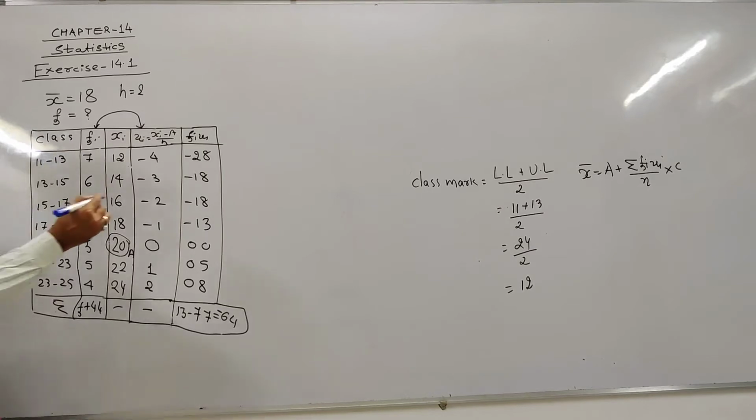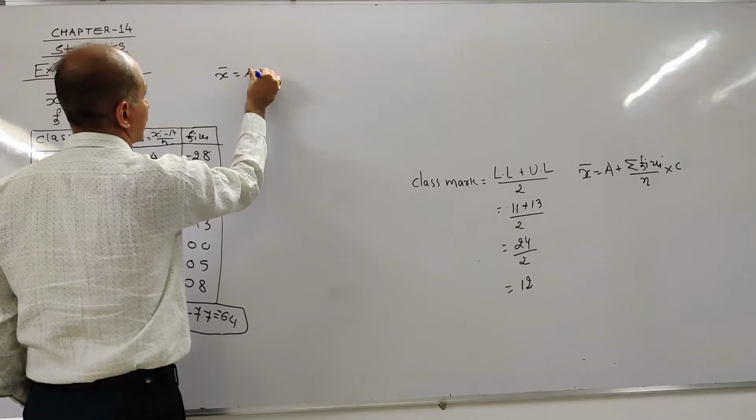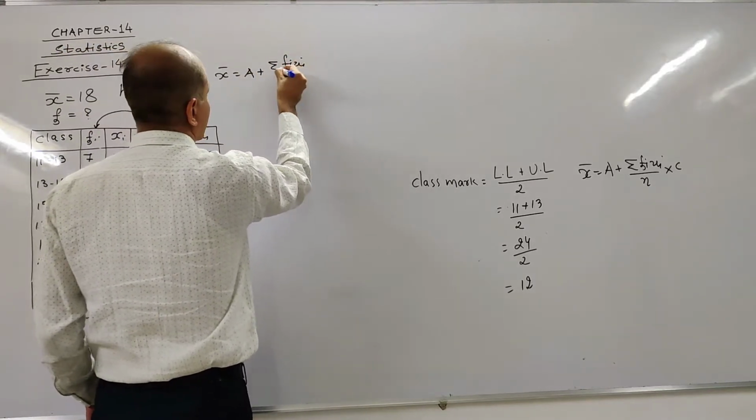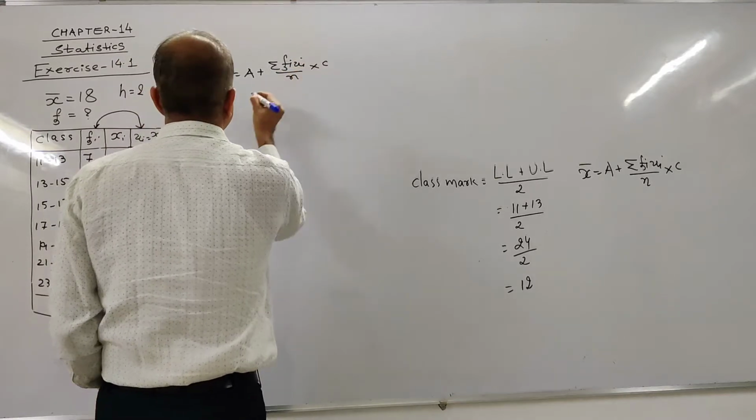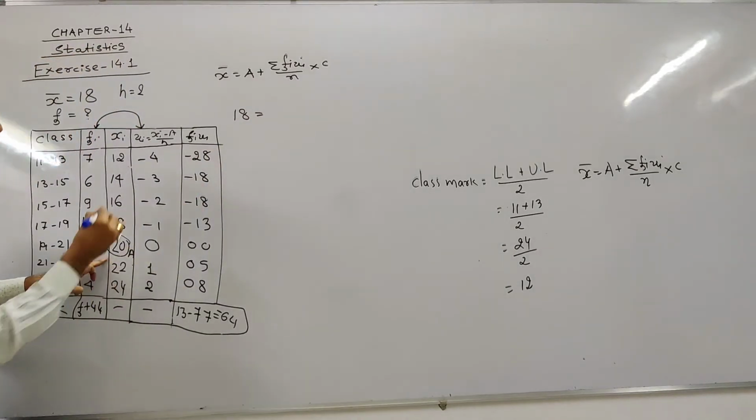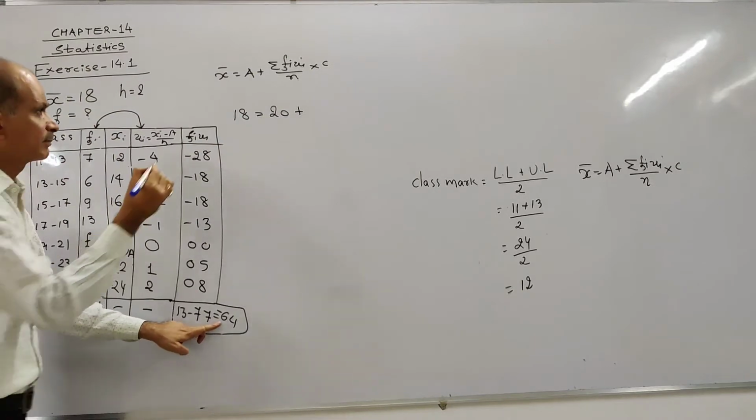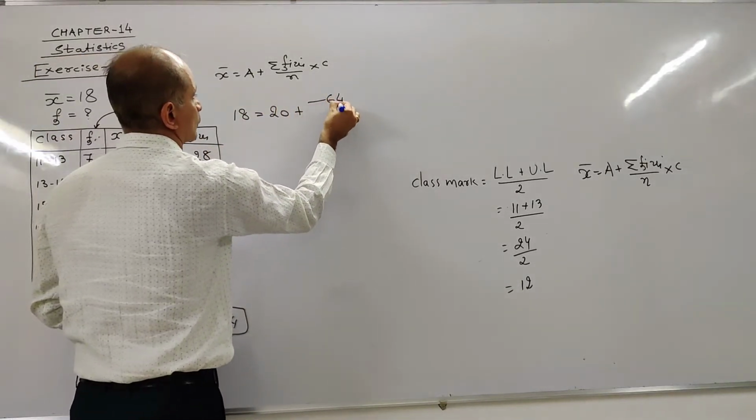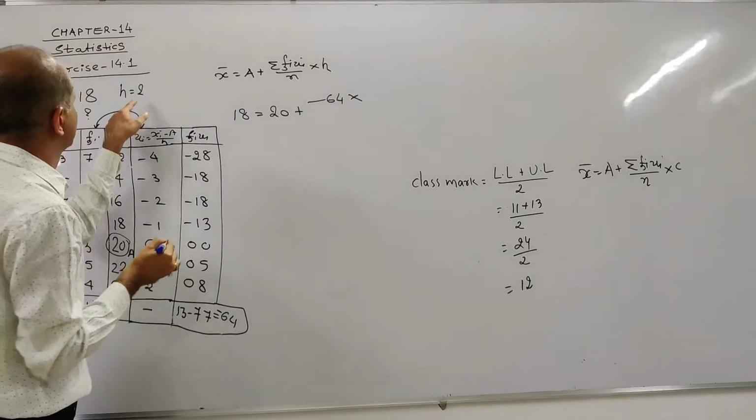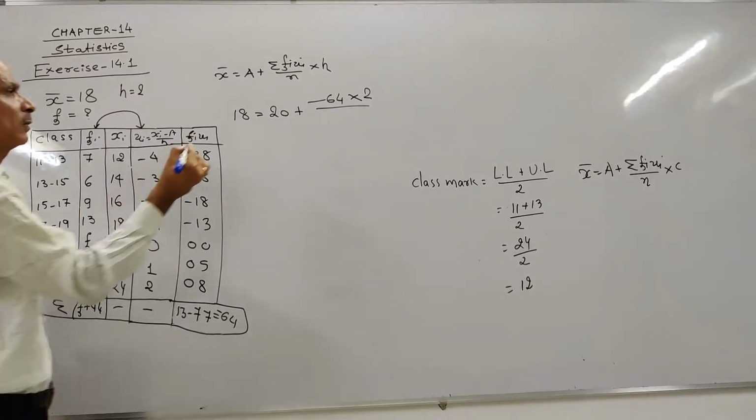Now write down the formula. You already know this formula. X bar is equal to A plus sigma FiUi upon N into C. X bar is already given to you, 18, is equal to A means 20, plus sigma FiUi means minus 64, into C, or you can write h also. h means 2, and upon N means F plus 44.